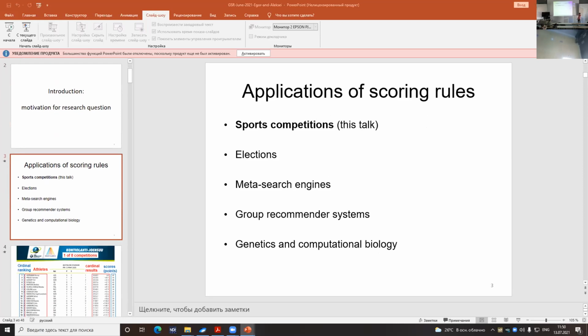So, applications of scoring rules are wide, and today we will talk mostly about sports competitions. But of course, most of us know scoring rules from the framework of elections. Also, you can find applications in internet applications, such as meta search engines, group recommender systems, and even genetics and computational biology.